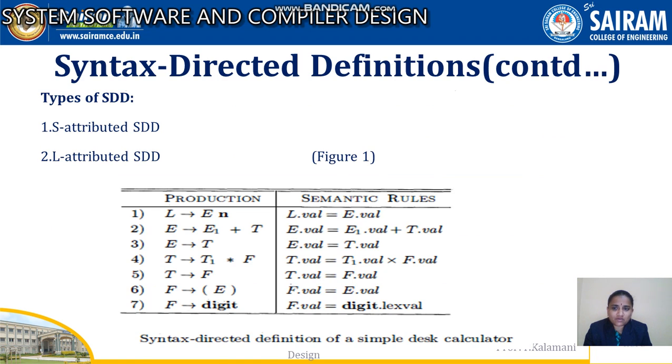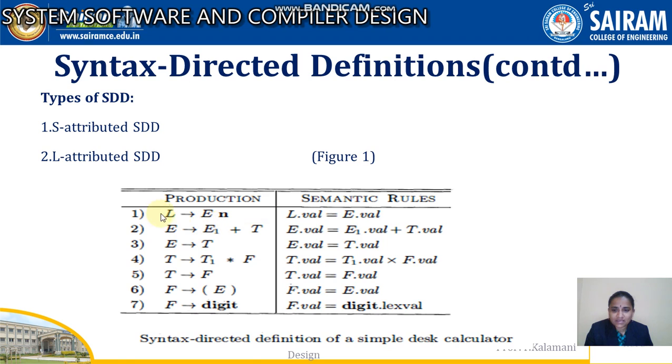There are two types of syntax directed definitions: one is S-attributed SDD, another is L-attributed SDD. We'll take an arithmetic expression grammar that is used for a simple desk calculator. In that example we have a set of productions, which we already discussed in context-free grammars. The rules, or semantic rules, are associated with productions, and attribute values are associated with grammar symbols.